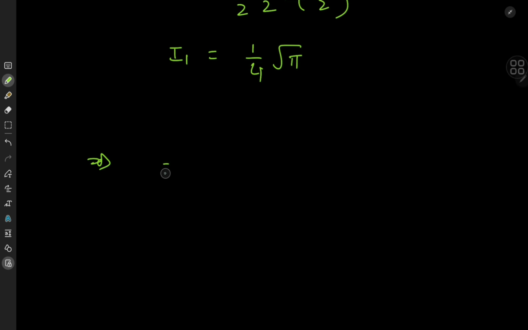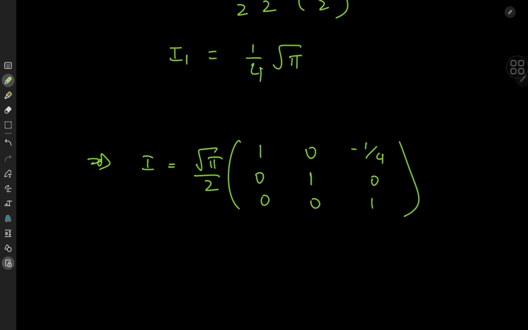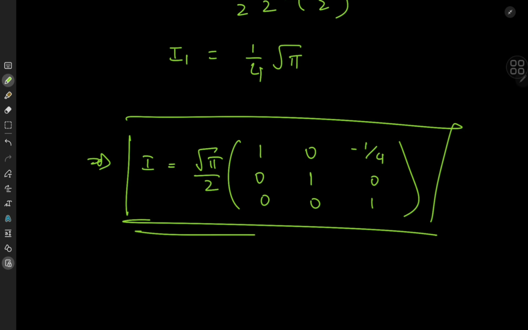So that means our target integral I sorts out to, factoring out all the root pi by 2 terms, I can write this as, why can't I write the letter I anymore? Much better. So we have root pi by 2 times the matrix 1, 0, and we had negative 1/2 times I sub 1. So that means we're left with negative 1/4, correct? Yeah, that's about right. And then we have 0, 1, 0, 0, 0, 1. And that concludes the solution development for the matrix integral I.